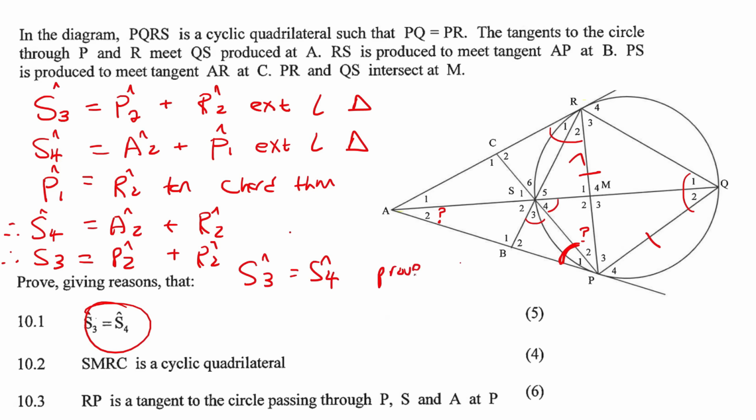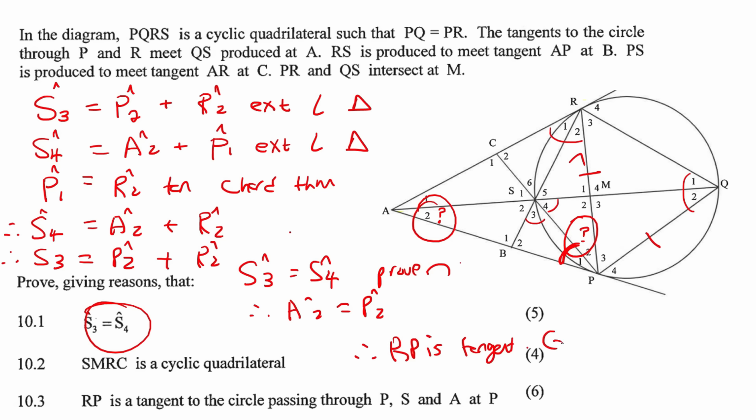That was proven earlier. So if these two expressions have to be equal, and these two are already the same, then these two have to be the same. Therefore, A2 must be the same as P2. And that's what we wanted to show. Because they are equal, it must be a tangent, and that would be the converse of the tan chord theorem.